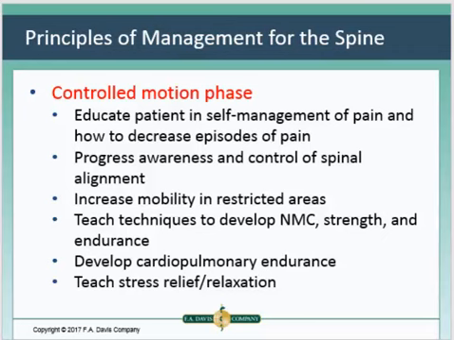Progress their awareness and control of spinal alignment as much as possible. You need to start to increase their mobility into the restricted areas, but only do so as long as the pain doesn't increase. Teach them neuromuscular reeducation, strengthening, and endurance. You can start to develop cardiopulmonary endurance too. There are many good studies that show that doing cardiovascular exercise is one of the main ways you can decrease pain in your spine. This is also a good time to teach any stress relief or relaxation techniques.